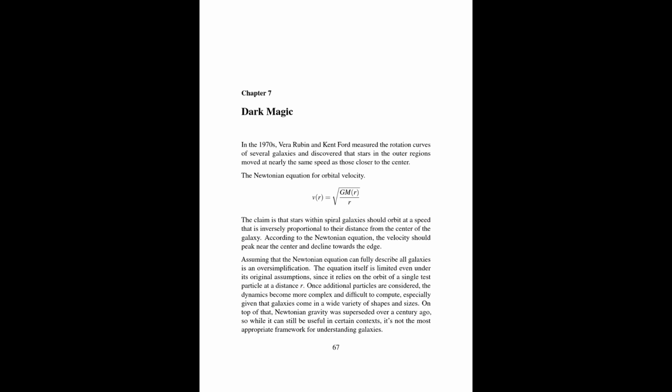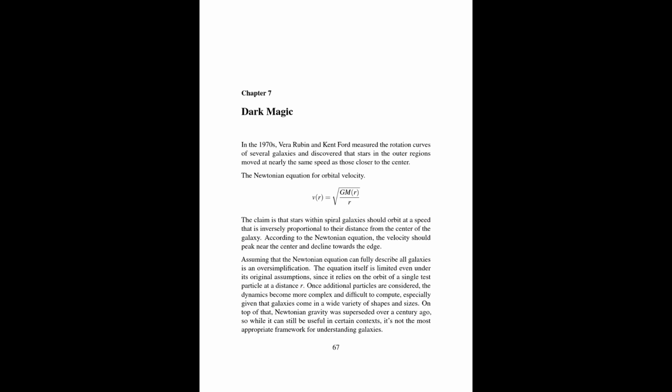Chapter 7, Dark Magic. In the 1970s, Vera Rubin and Kent Ford measured the rotation curves of several galaxies and discovered that stars in the outer region moved at nearly the same speed as those closer to the center. The Newtonian equation for orbital velocity is V(r) equals the square root of G times M(r) divided by r. The claim is that stars within spiral galaxies should orbit at a speed that is inversely proportional to their distance from the center of the galaxy.